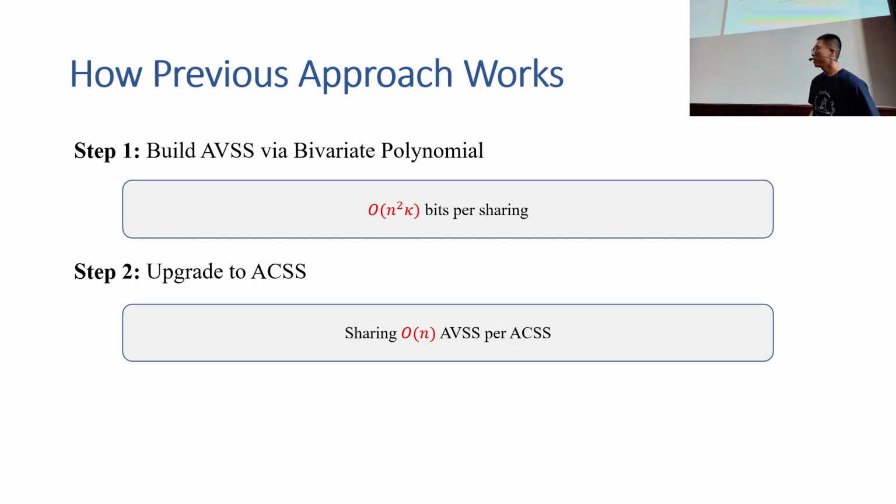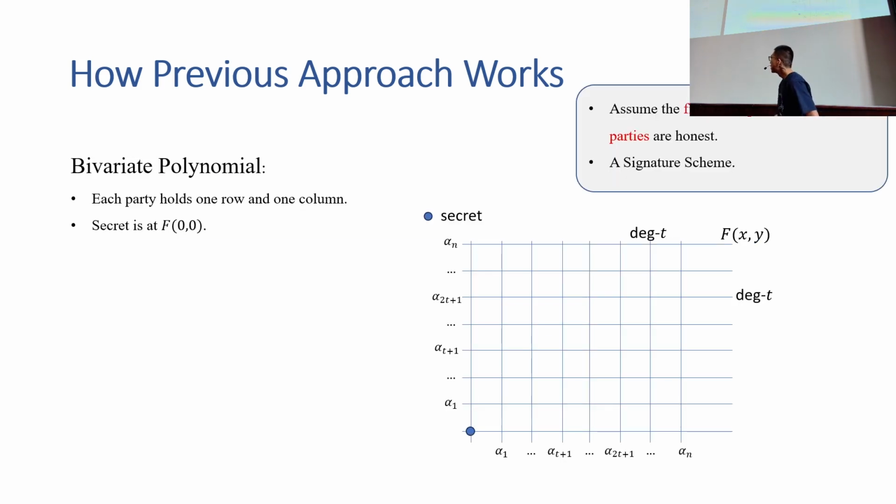So let's try to get some intuition why this works, and let's see how our technique can be applied. The idea is that we try to share not just a degree T polynomial, but a degree T bivariate polynomial. So we have degree T for both variables. You can think that this is just the extension of the Shamir secret sharing. And now each party should obtain one column and one row, which are just two degree T polynomials. And we store the secret at point (0, 0).